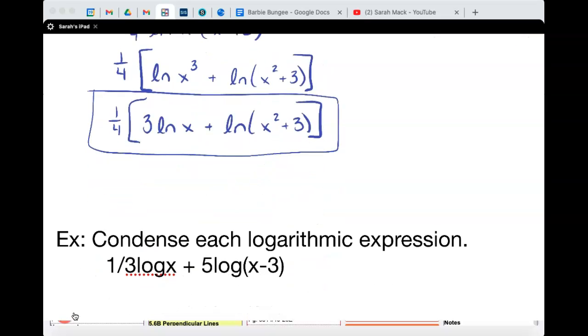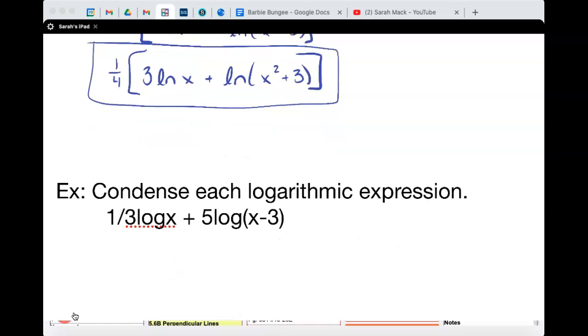Okay, now I want to go the opposite way. So now it's going to be in expanded form, and we want to try and condense it so there's just one logarithm written. So like this guy, I have 2 logarithms written. I want to put them together into one. So this looks like 1/3 log of x plus 5 log of x minus 3.